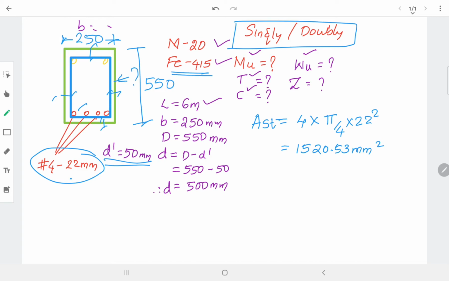And Fe415 steel, if, suppose, those who constructed this house or building might know the grade of steel they used during construction. These are the data to be considered to calculate its capacity, that is, how much moment it will carry and how much load it will carry. That I need to find out.